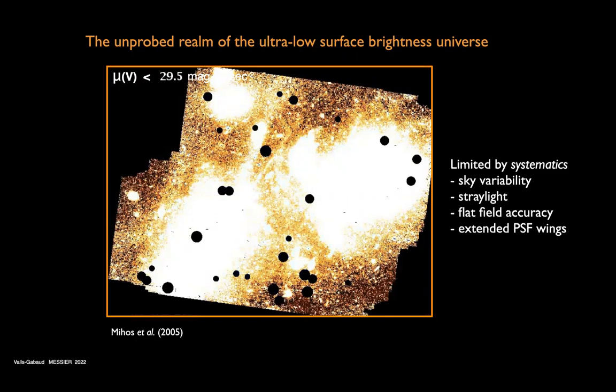Second, you have stray light. Here we're dark enough, but we still have some light that will reach the detector and will just boost the surface brightness. So preventing stray light is very challenging.